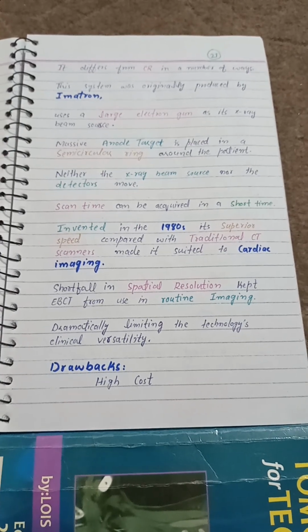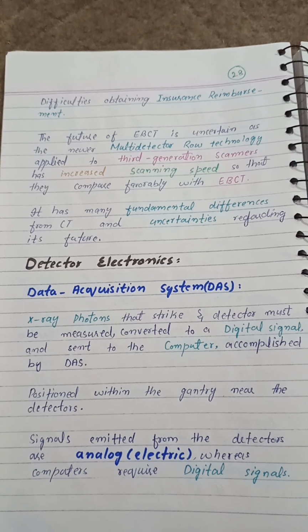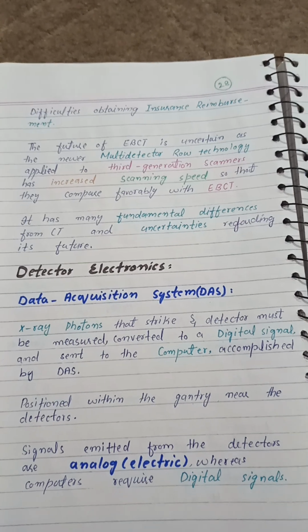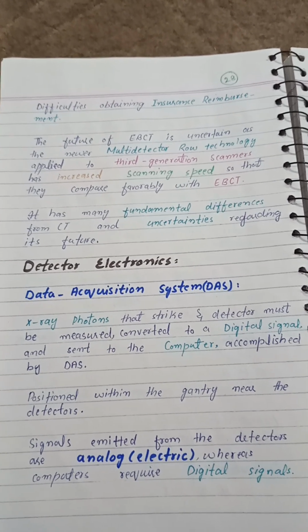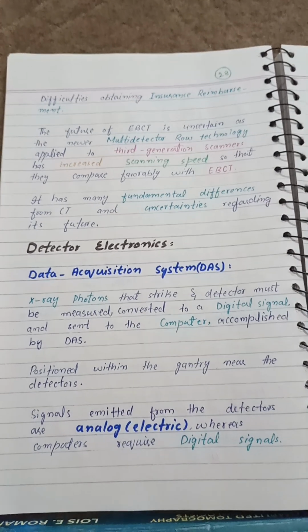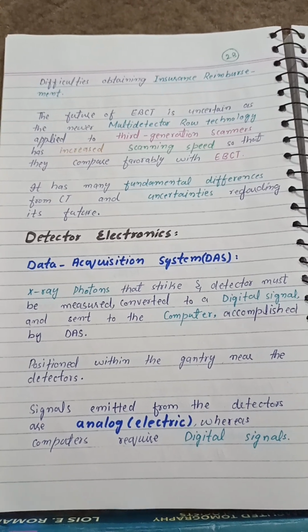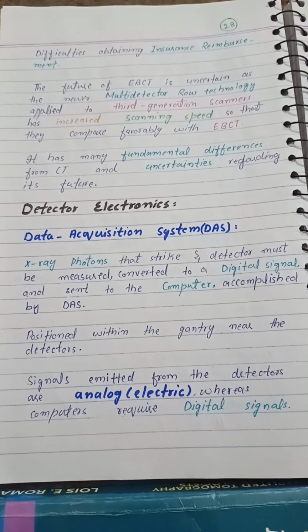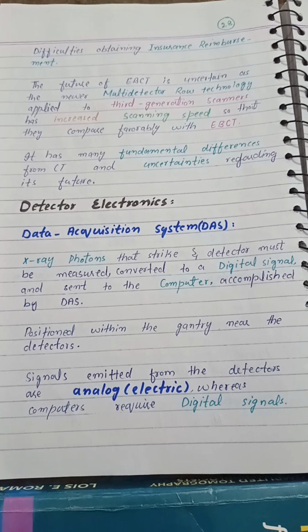Drawbacks: high cost, difficulties obtaining insurance reimbursement. The future of EBCT is uncertain, as the newer multi-detector row technology applied to third generation scanners has increased scanning speed so that they compare favorably with EBCT. It has many fundamental differences from CT and uncertainties regarding its future.